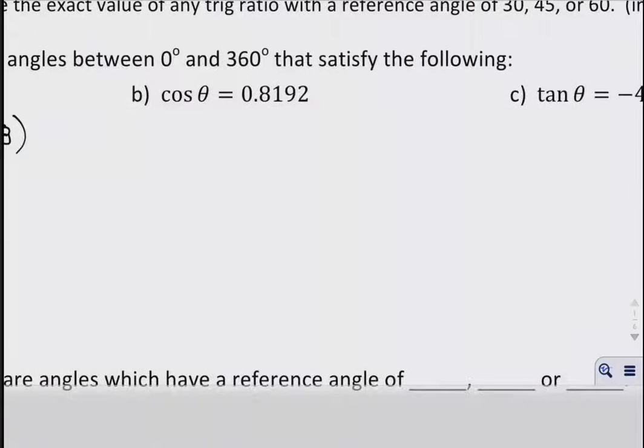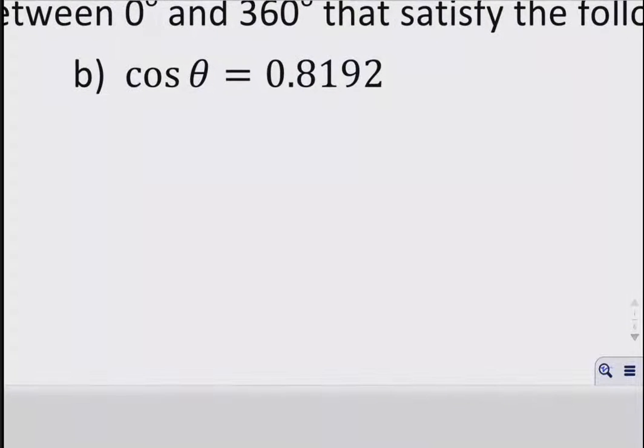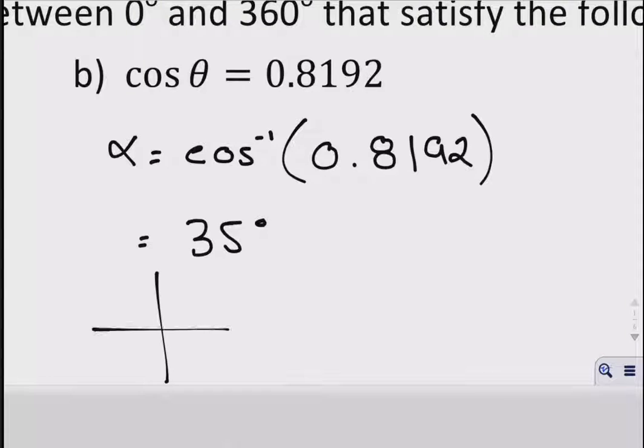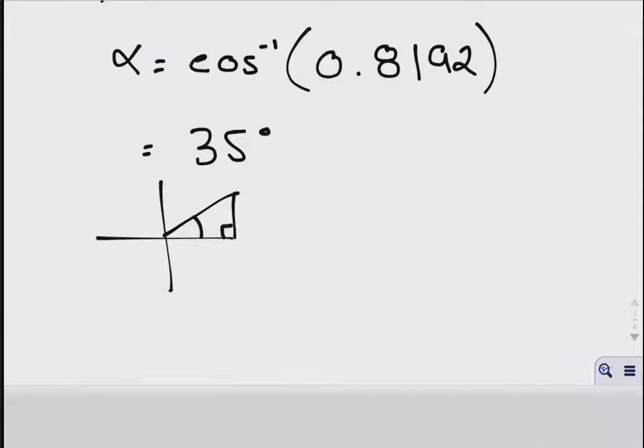Now for the second one, I'm looking at cosine of the angle. Again, my reference angle alpha is going to be given by cos inverse of 0.8192, close bracket, which on my calculator gives 35 degrees. What does that look like in the plane? Well, 35 is roughly down here, and I know that cosine is positive also in quadrant 4, so I'll draw a 35 degree angle there.